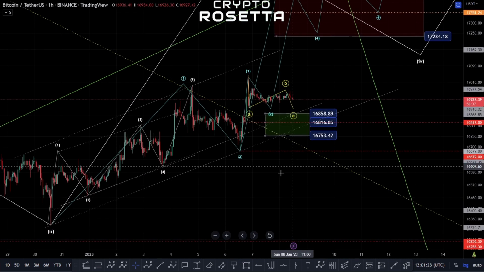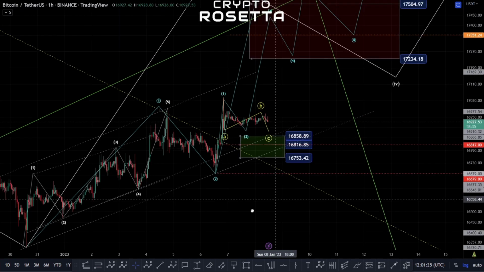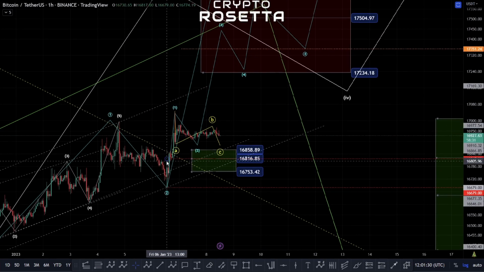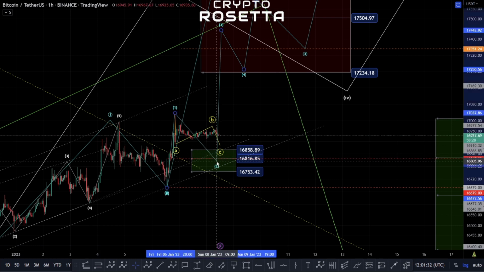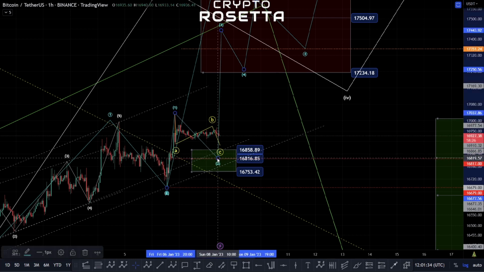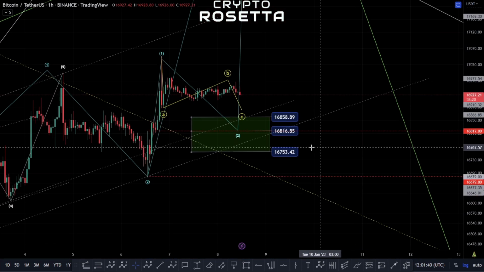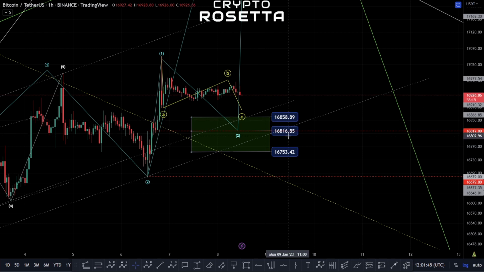So I'm going to come in a little bit closer here. So we could have this as a 1-2, and then we could be setting up for a 1-2 situation. So if we do move down and invalidate this, or move down deeper past this 50%, this would satisfy the requirement for this wave 2 as a deeper correction, and the area we'd be looking to target out would be this 16,858 to the 16,753.